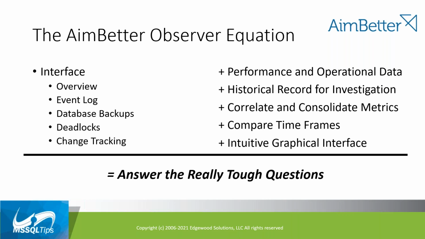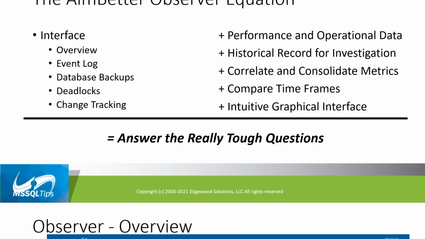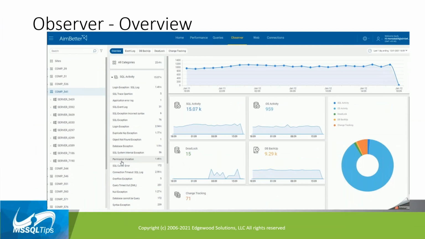But we're able to look at event log data, database backups, deadlocks, change tracking, and again, change tracking is huge to me. When I try to troubleshoot an issue, I try to figure out what's changed last and try to figure out what that impact was. From here, we're really able to understand the correlation and consolidate information, again in a very intuitive interface. And what does this do for you? This really helps you answer the tough questions that you get. So when I take a look at Observer, my feeling is that this is really a means to answer those really tough management questions, whether it's an operational issue or a performance issue.